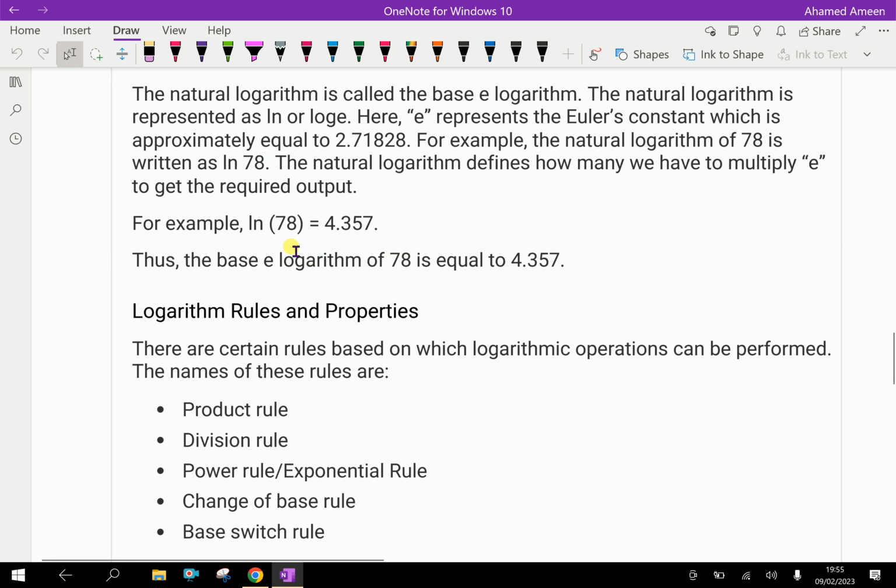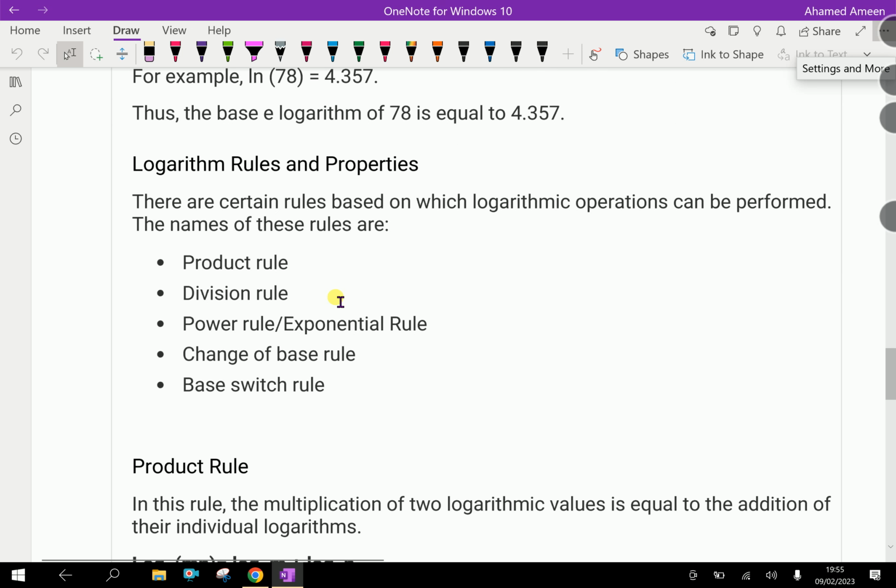For example, ln 78 is 4.357. That means e must be multiplied this many times, that is e into e into e into e 4 times, and 0.357 is the power of that. Thus the natural logarithm of 78 is equal to 4.357.